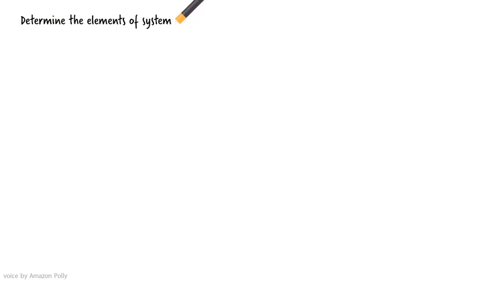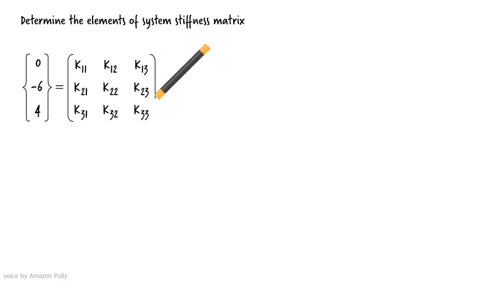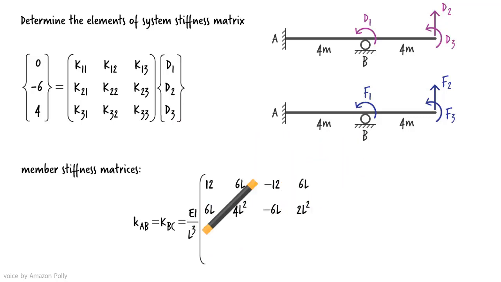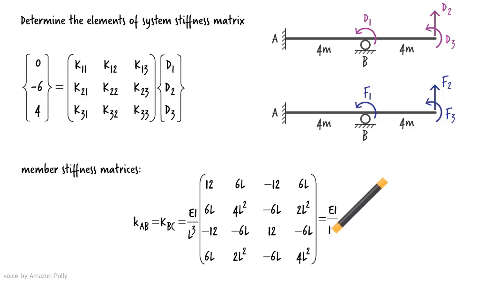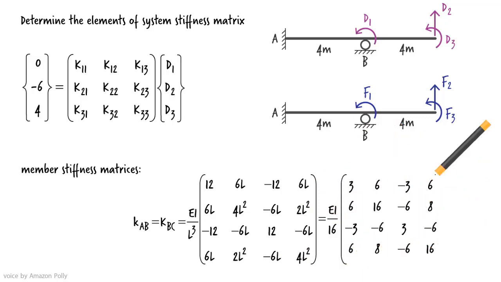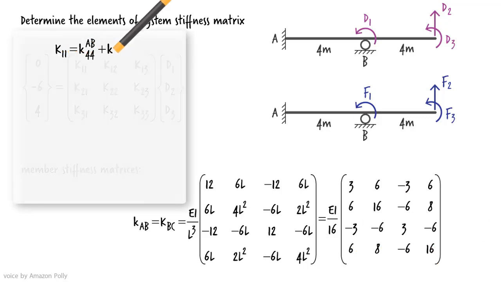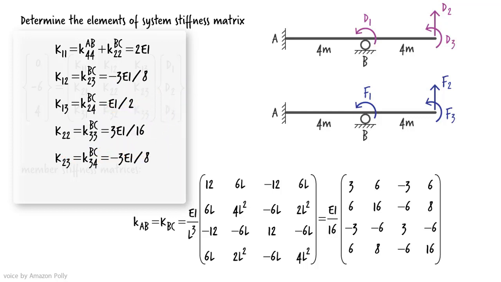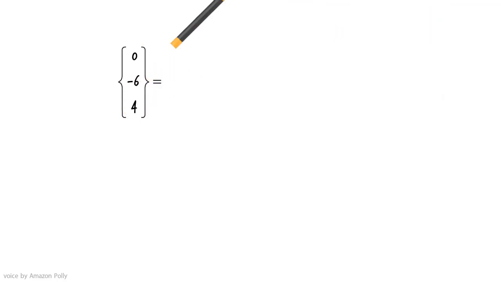To determine the coefficients of the system stiffness matrix, we need to write member stiffness matrices. Both members have the same stiffness matrix. Now we are going to assemble the system stiffness coefficients from member stiffness coefficients. That gives us this system of equations.